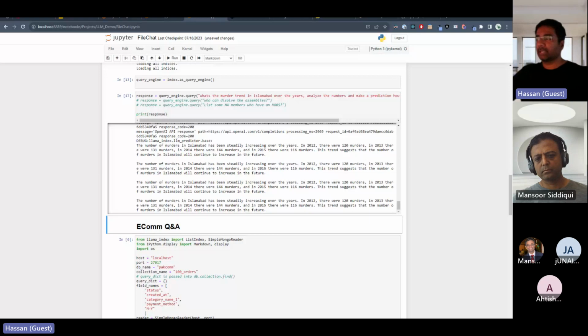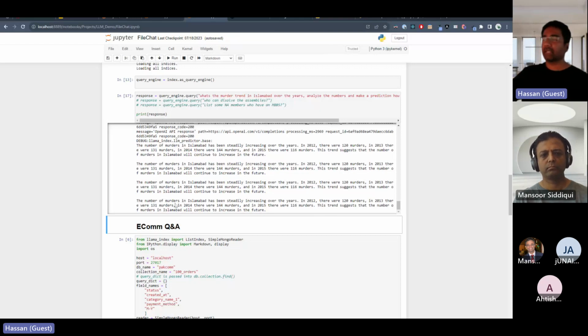So this is not something that's mentioned in the CSV. It reads the numbers and deduces that. So in 2012, this many murders, and in 2015, this many. This trend suggests that the number of murders in Islamabad will continue to increase in the future. So we hope that's not the case. But as you can see, you can use it as a data analyst.